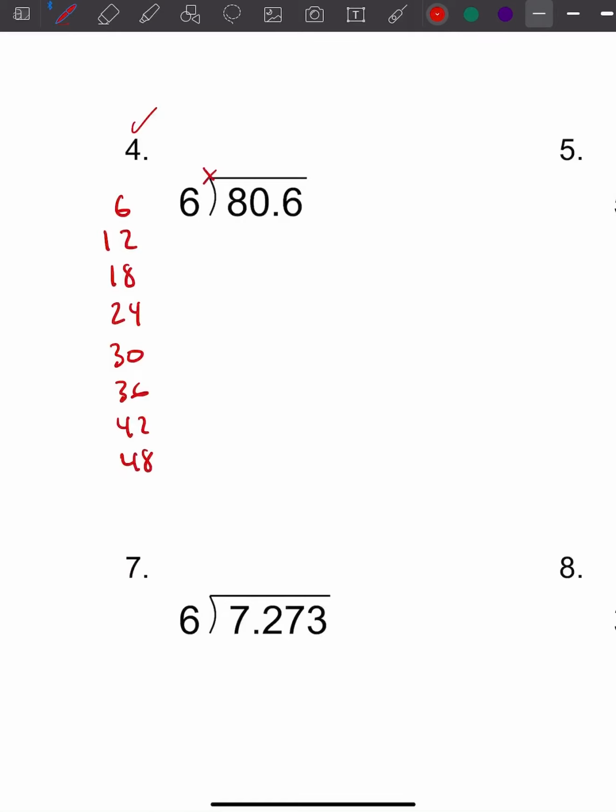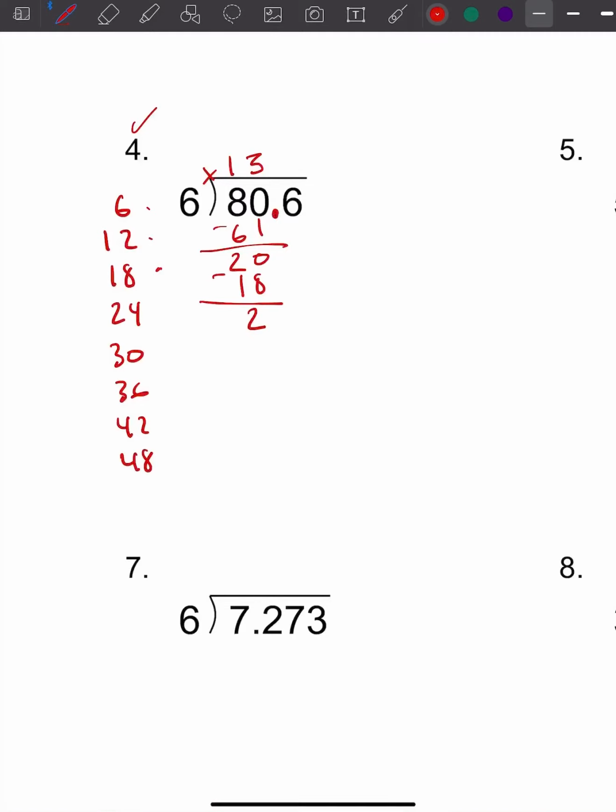Now we're going to get dividing. Can 6 go into 8? Yes, one time, right? 6 times 1 is going to be 6. Subtract, we're left with 2. Bring down the 0. Can 6 go into 20? Yes, 1, 2, 3, 3 times. 6 times 3 is going to be 18. I subtract, I'm left with 2.